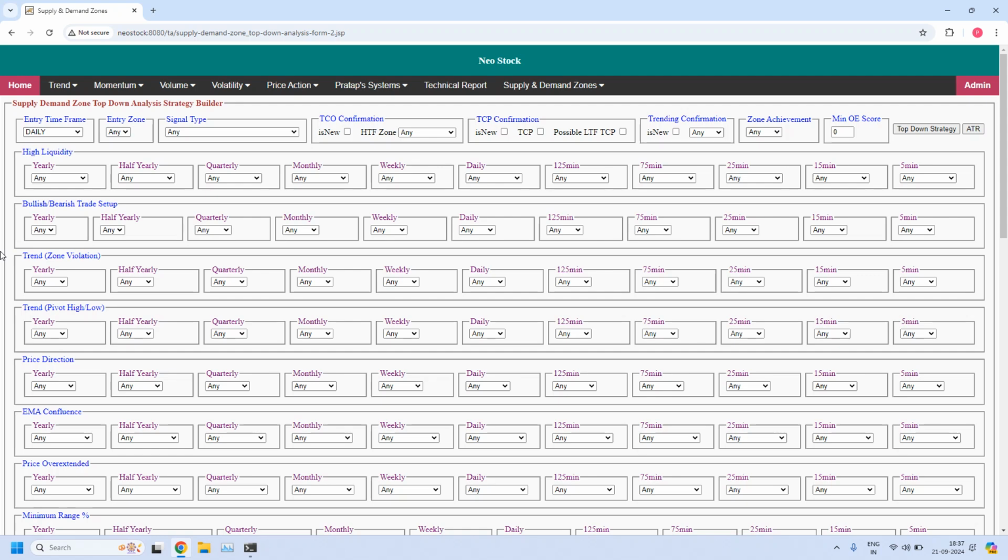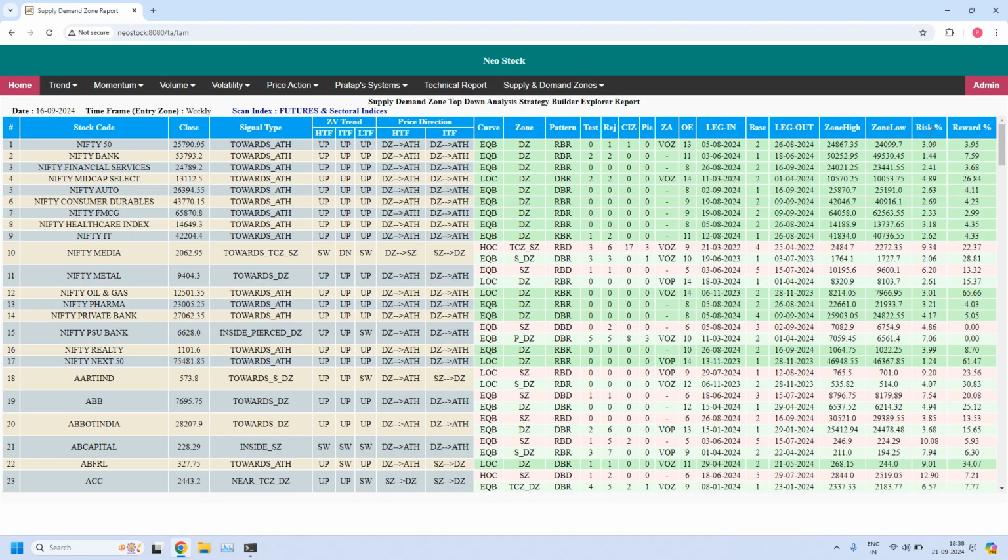Now without any filters, for your reference purpose, let me generate the demand and supply zones for all the 199 stocks. For the weekly time frame, not adding any filter, I am generating the complete list. If any of your favorite stocks are there, you want to know what is the demand zone, what is the supply zone, what are the other parameters, any high liquidity zones they are supporting. So that's why I am generating this report. So the complete list is generated now.